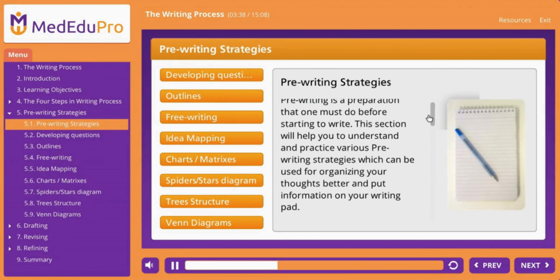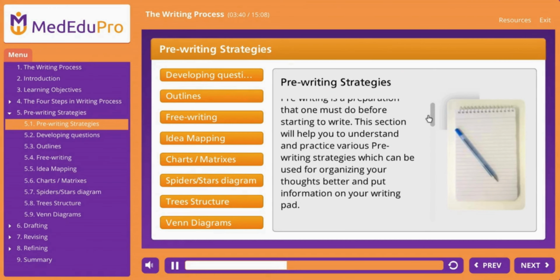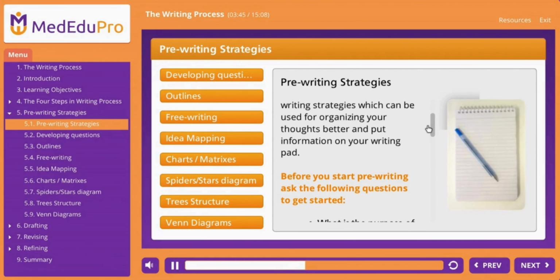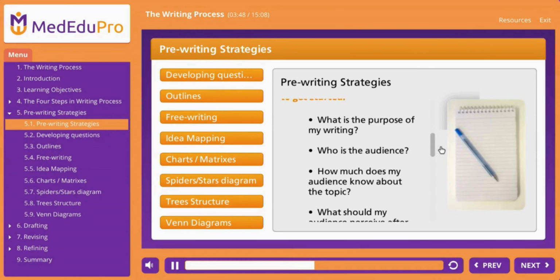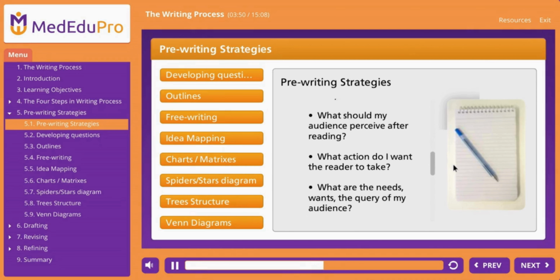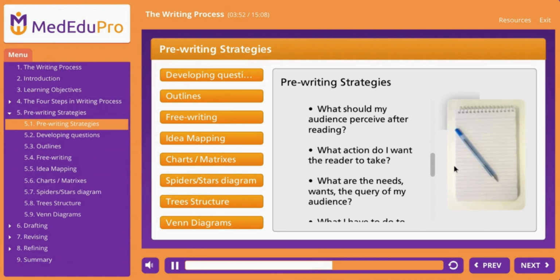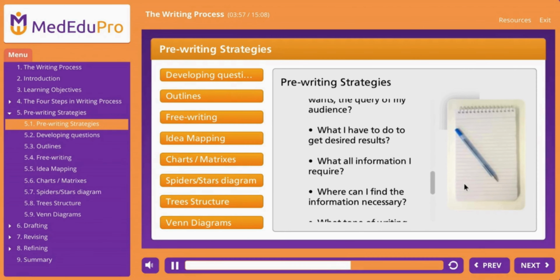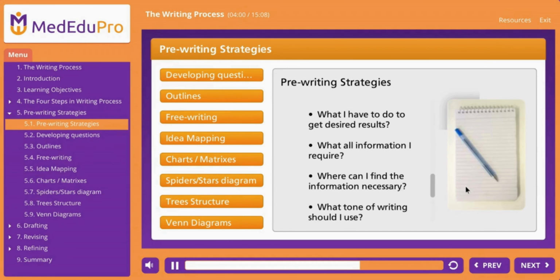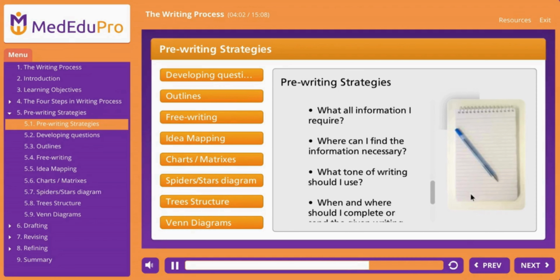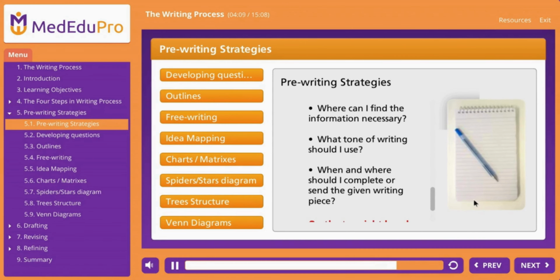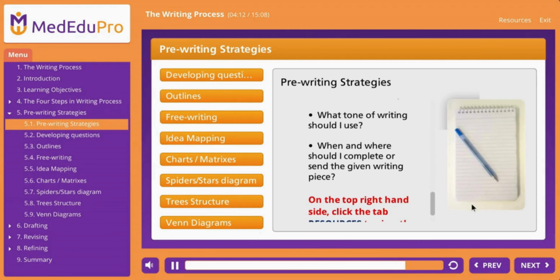What is the purpose of my writing? Who is the audience? How much does my audience know about the topic? What should my audience perceive after reading? What action do I want the reader to take? What are the needs, wants, and queries of my audience? What do I have to do to get desired results? What information do I require? Where can I find the necessary information? What tone of writing should I use? When and where should I complete or send a given writing piece?